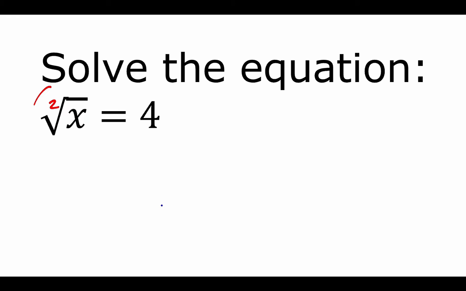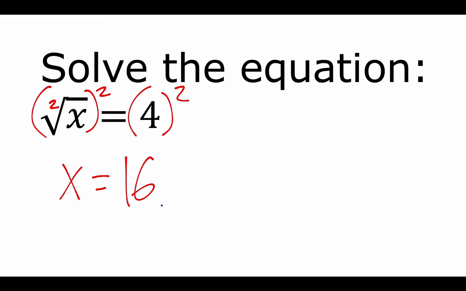To get rid of that square root, we're going to take both sides and square it. And we get, on the left side, the square root and the square cancel out. We're left with just x. And then 4 squared is 16. And that's it.